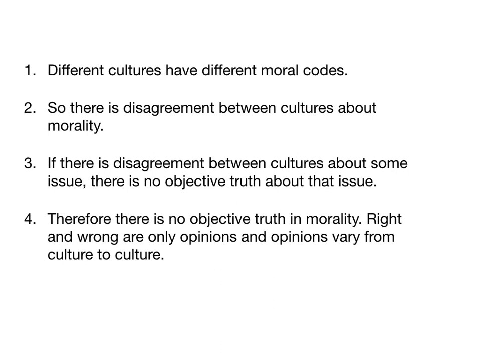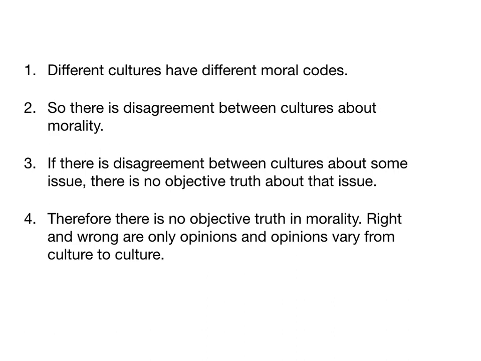And so look, I think once we fill these in, we can fill in a couple premises and make this a valid argument, but we can't make it a cogent argument, right? Different cultures have different moral codes, premise 1. Premise 2, so there is disagreement between cultures about morality. 3, if there is disagreement between cultures about some issue, there is no objective truth about that issue. Therefore, there is no objective truth in morality. Right and wrong are only matters of opinion, and opinions vary from culture to culture.